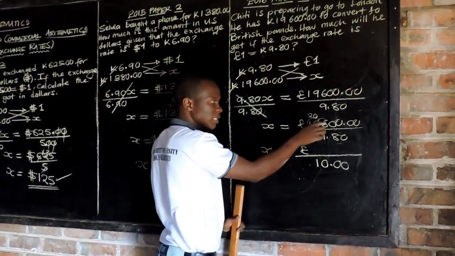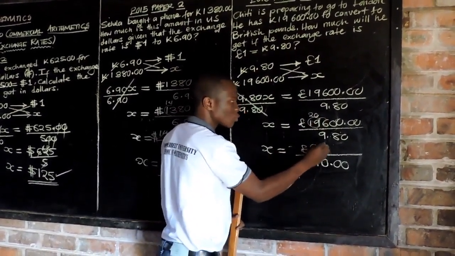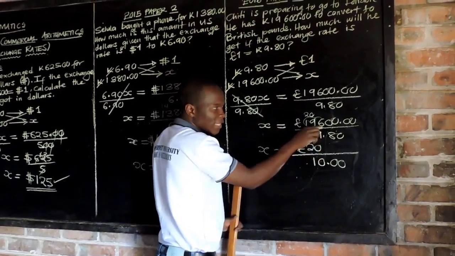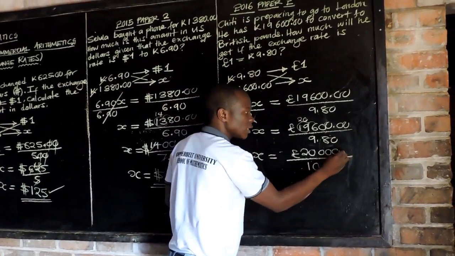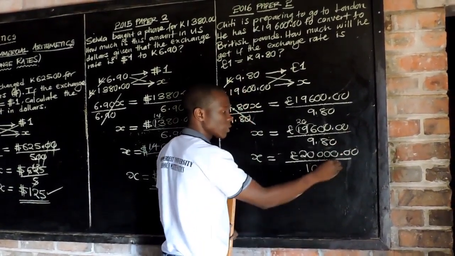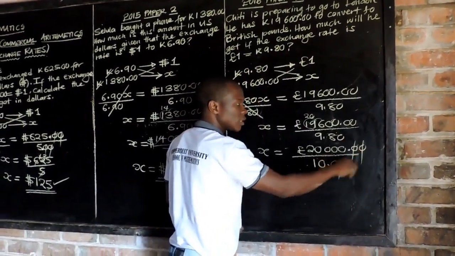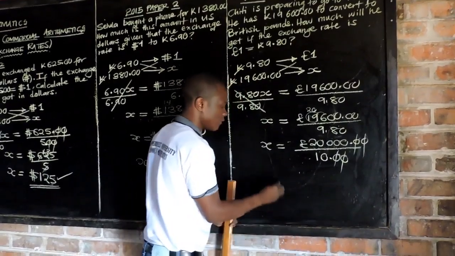And this one becomes 0. So we're going to have 20. This 19 becomes 20. Then this 6 becomes 0, plus these 2 zeros. Then the ones are 0, 0. So you can cancel this one and this one, this one and this one. Aha, very good, guys.